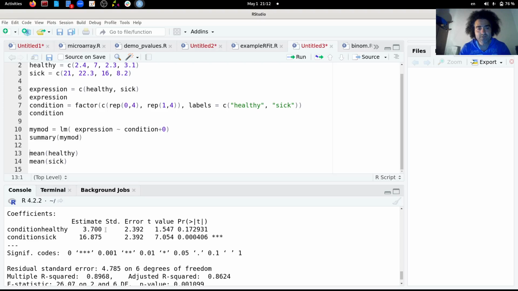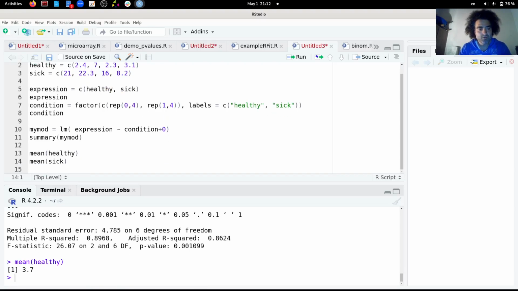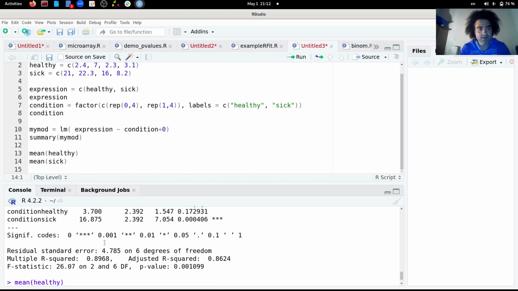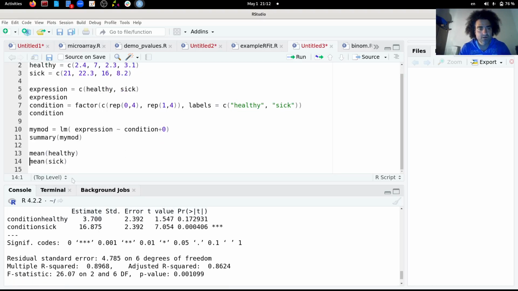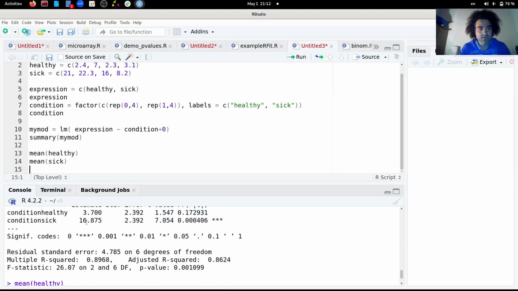Now, what are these estimations? In fact, it is the mean value of the healthy people and the mean value of the sick people respectively. So for example, if I just calculate the mean value of these expression levels, it's 3.7. You see it's exactly the same as this one. And the mean value of the sick people is 16.875. It's exactly the same as this value here.